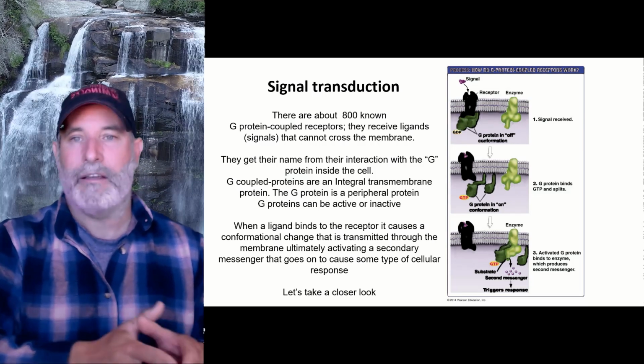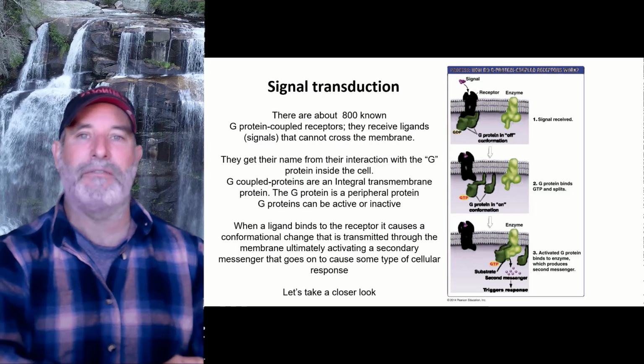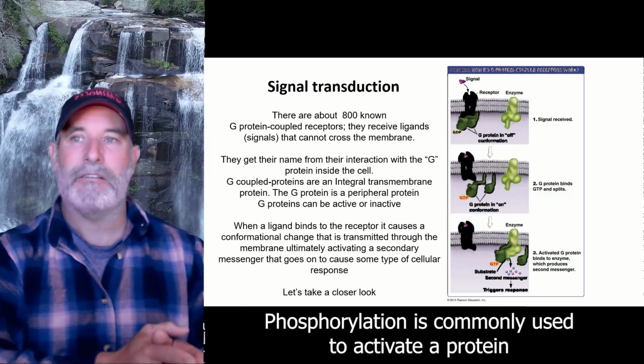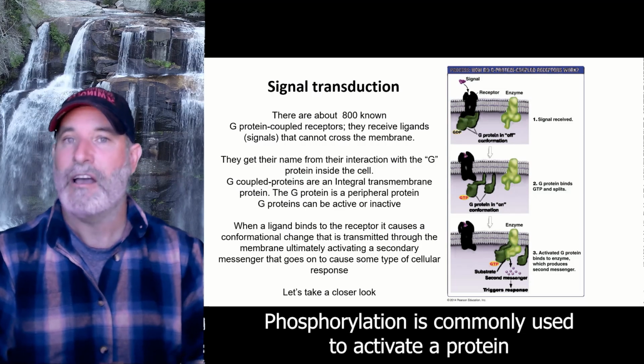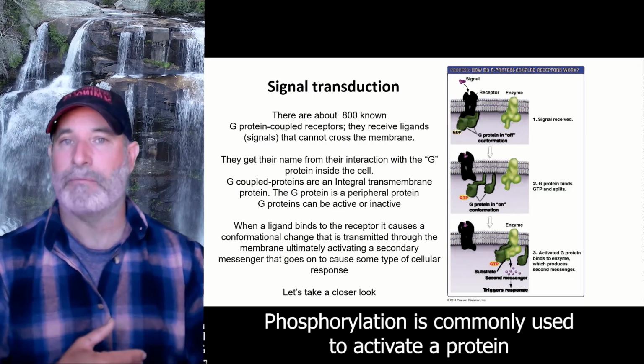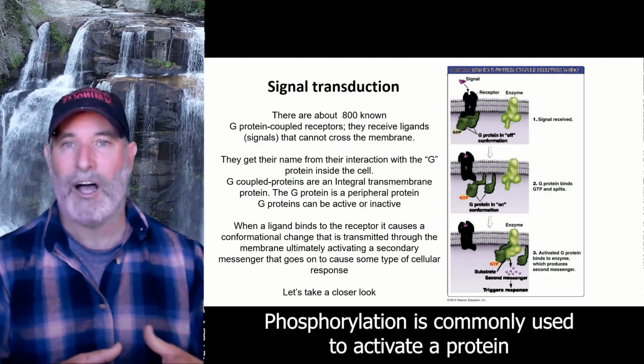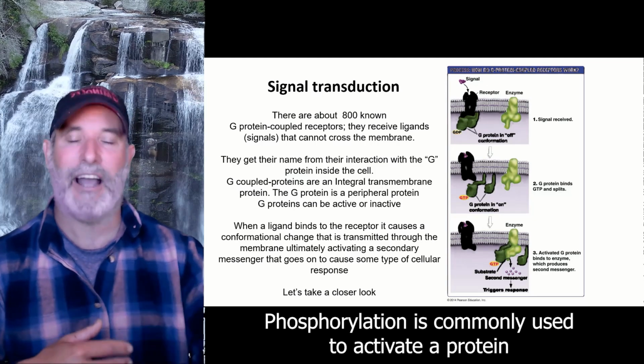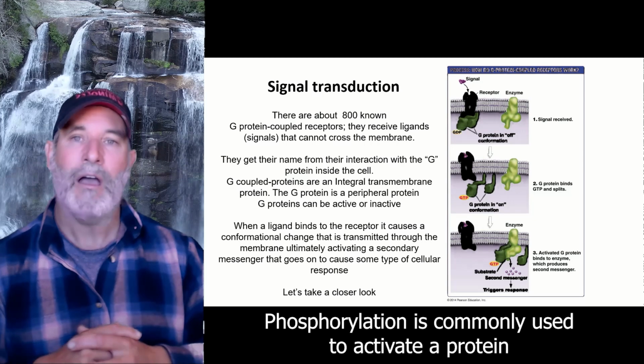Now, one way that we often activate and deactivate proteins is through a phosphorylation event. Adding a phosphate group usually activates a protein and turns it on. And when we remove the phosphate group, it deactivates that particular protein.